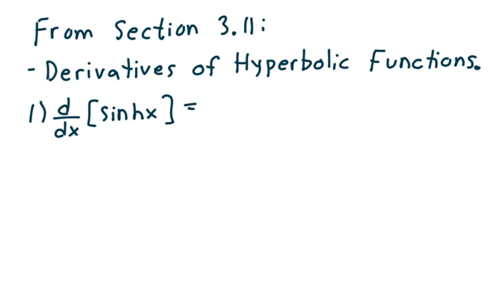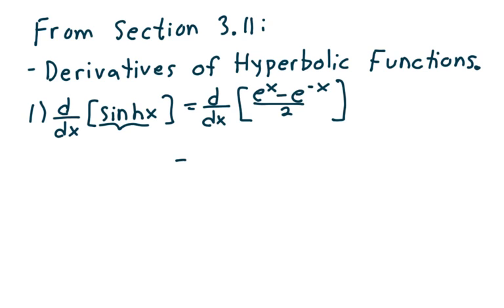Now, I would prefer to look at the hyperbolic sine of x in terms of its exponential equivalent. So, in other words, I'm going to write this as the derivative of e to the x minus e to the negative x divided by 2. Now, if I look at this, the 2 doesn't go anywhere. That's just going to stay.